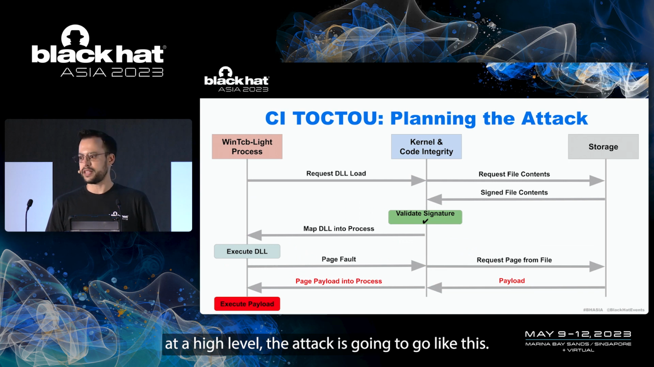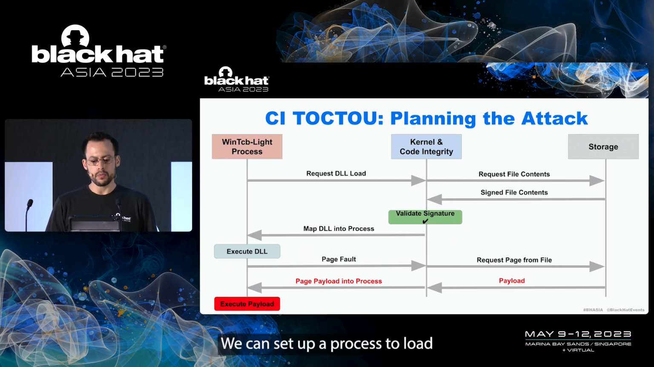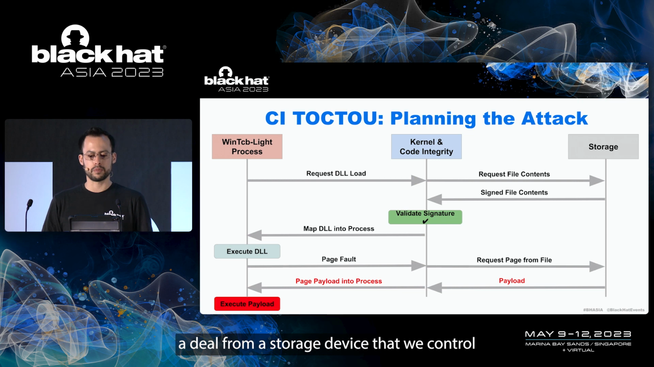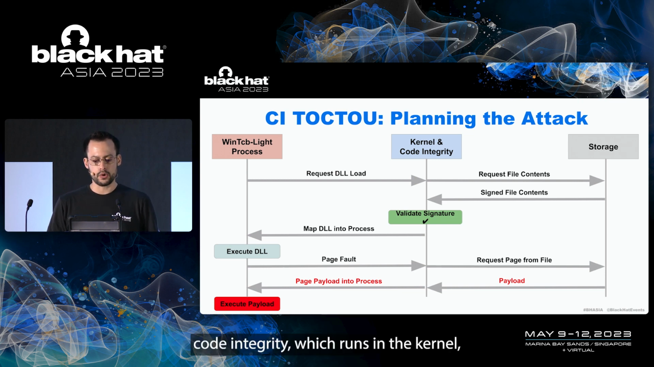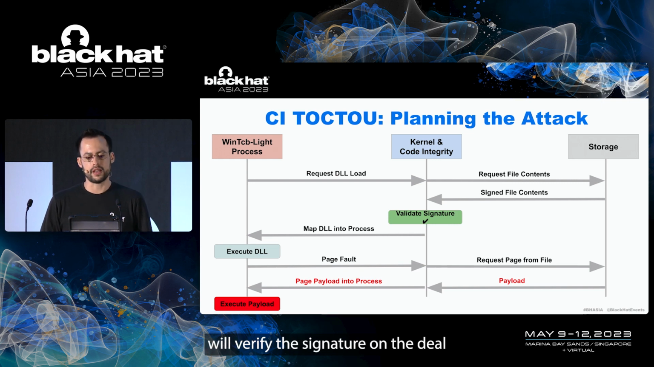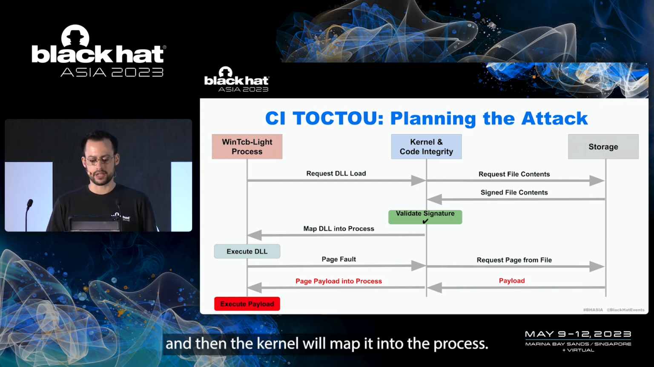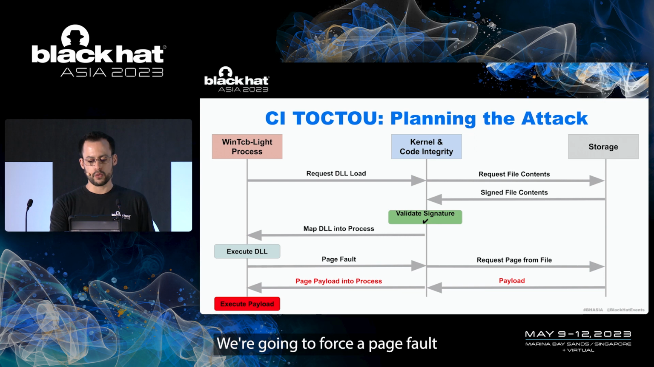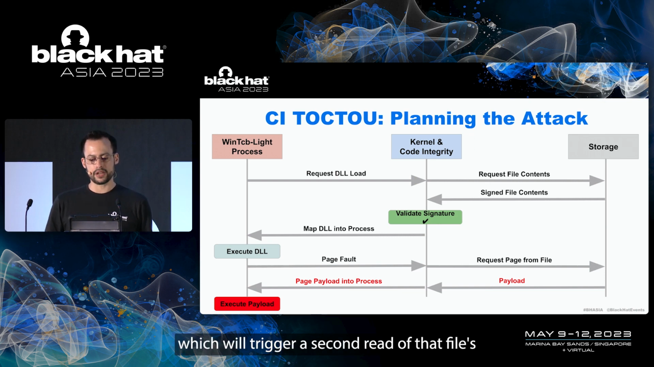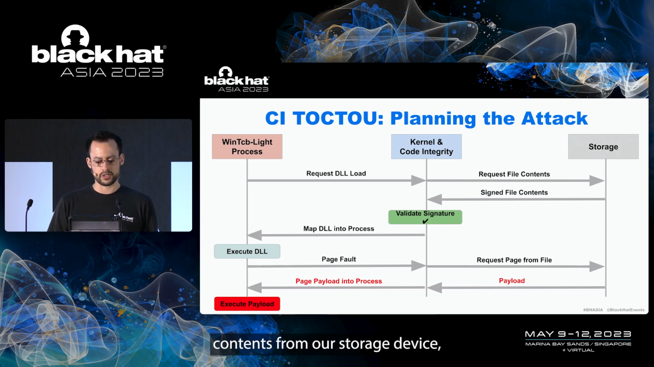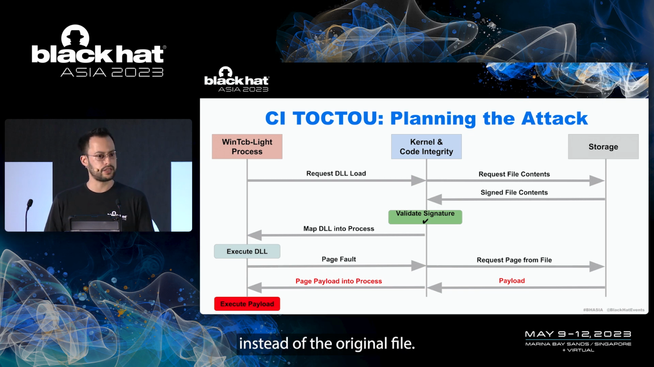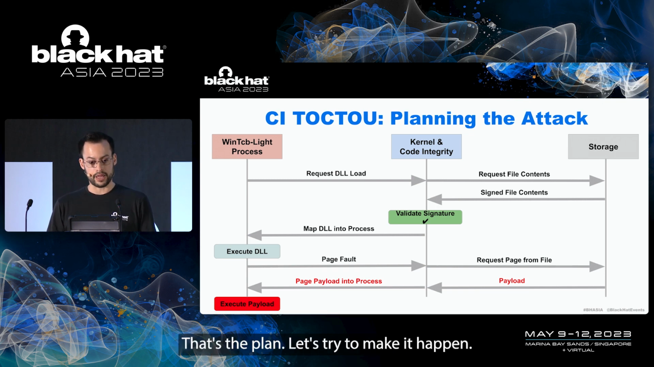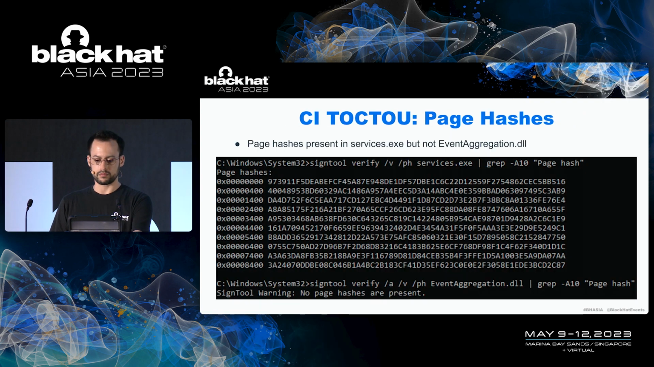At a high level, the attack is going to go like this. We're going to set up a PPL process to load a DLL from a storage device that we control. Code integrity, which runs in the kernel, will verify the signature on the DLL, and then the kernel will map it into the process. This is normal. At some point later, the PPL will execute a portion of that DLL. We're going to force a page fault, which will trigger a second read of that file's contents from our storage device, which will then return a payload instead of the original file. That's the plan. Let's try to make it happen.